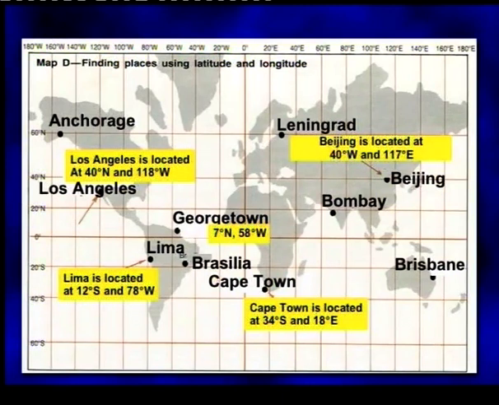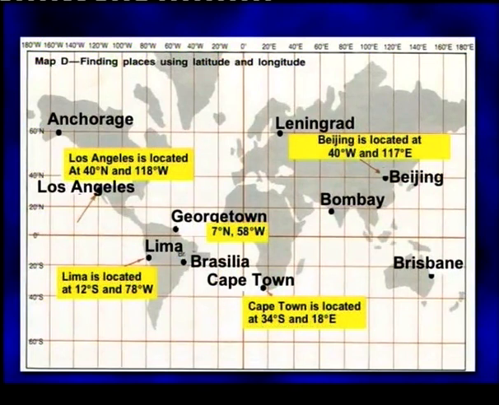Okay, look at the next one. Look at Lima. How many degrees south is it? 12. All right, it's 12 degrees south. Okay, and how many degrees west? 78. All right, 78 degrees west. So your latitude reading must come first before your longitude reading.